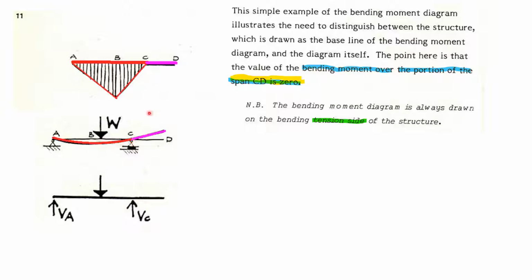You can also visualize this. If you take a cut here and consider the right side portion, there is no load, so there is no force and no movement until this support point comes. There is no force, no reaction, nothing, so there is no load effect. That's why it becomes straight and there is zero bending moment. Always note that the bending moment diagram is always drawn on the bending tension side of the structure. Because of this load, the beam bends like this, and the bottom side of the beam has tension in this case.